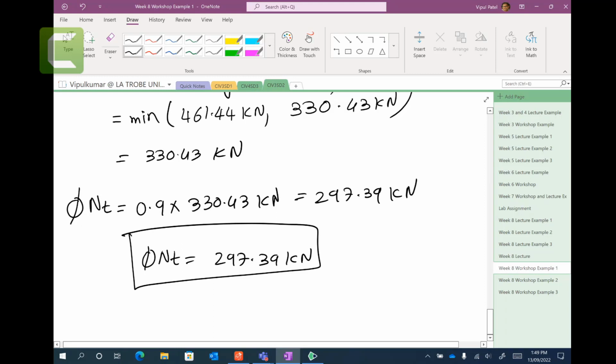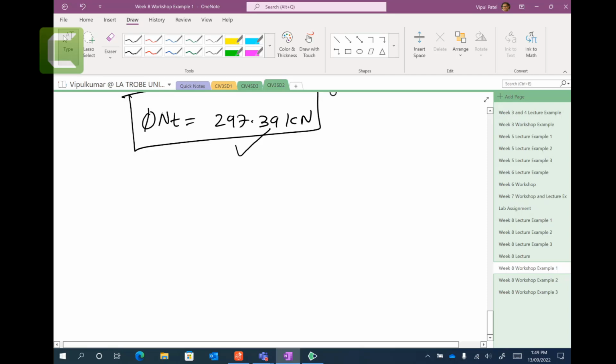So that's the capacity of the members, two members. Capacity of the members means we can't load these members more than 297. If you put a loading of 300 kilonewtons, it is not allowed. That is the capacity of the tensile members. So we don't allow loading these members more than 297. That's the answer.